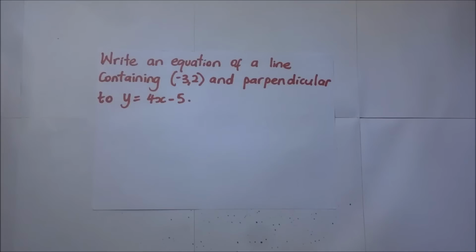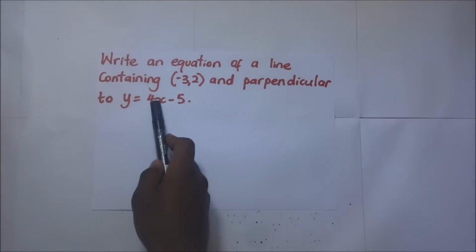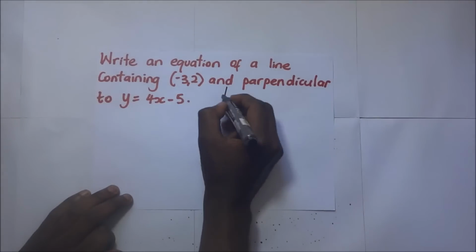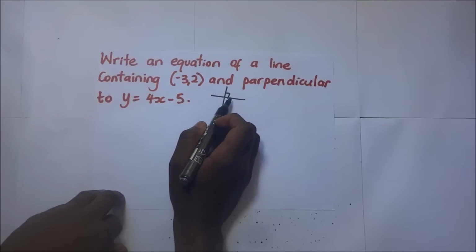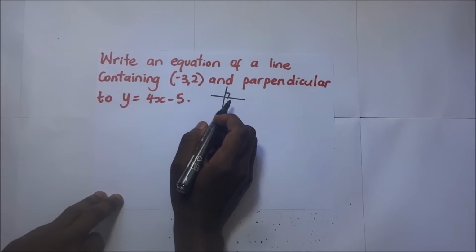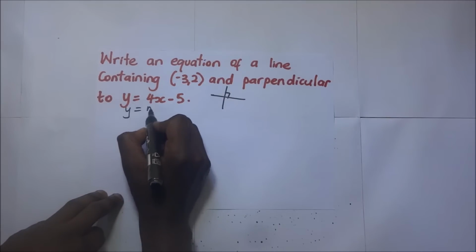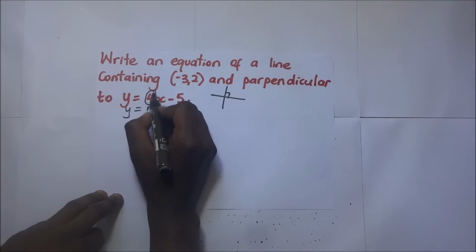So here we are required to write an equation of a line that is containing this point and is perpendicular to y is equal to 4x minus 5. Now, these are lines that are perpendicular to each other. They meet at 90 degrees. What do we know about perpendicular lines? When we multiply their gradients, the answer we get is -1. So this is in the form of y is equal to mx plus c, and the value of m in this case here is 4.